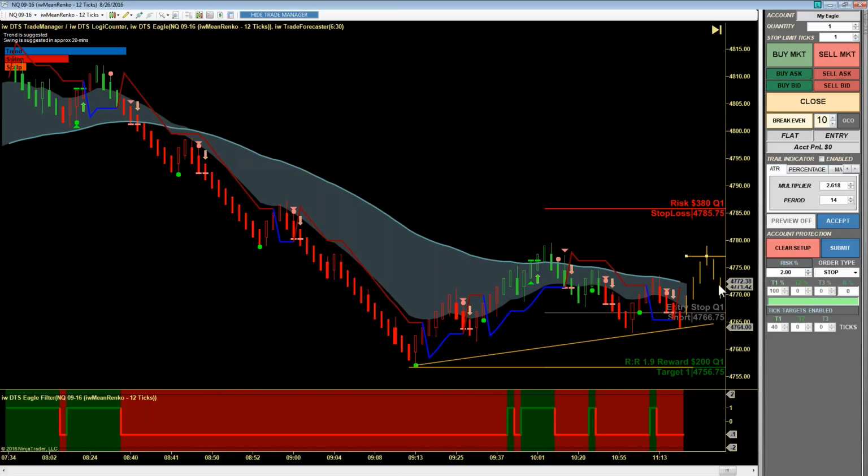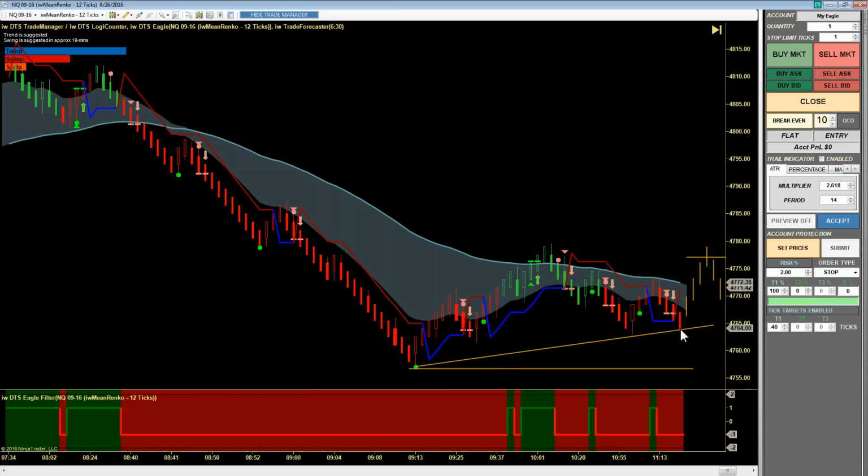And even at this point, there's still a chance that the sellers will regain control and push the market down. But as this trade is developing, you really don't know. Those are the two scenarios. We're either going to see a bounce off of this trend line, or we're going to see the trend line break and the market threaten the lows.